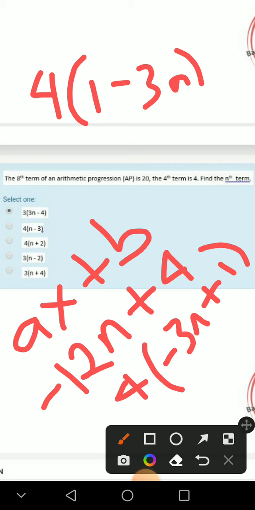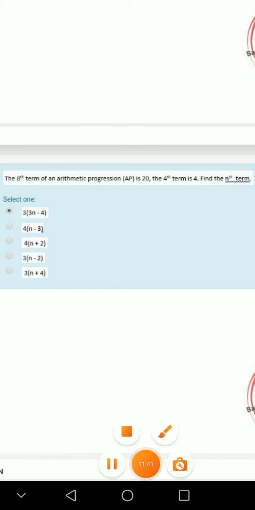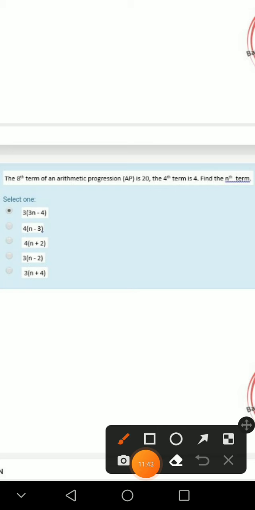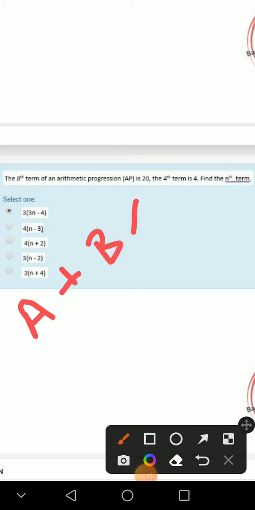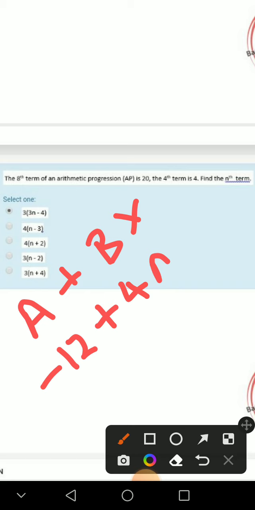Oh, sorry. It's supposed to be A plus BX. I'm so sorry about that. Let's do that again. So it's supposed to be A plus BX, okay? So my A, we got minus 12, then plus BX, my B is 4, then my X is n, okay?